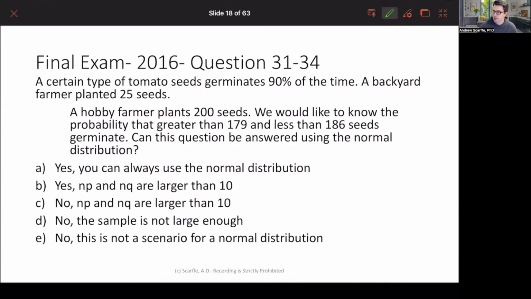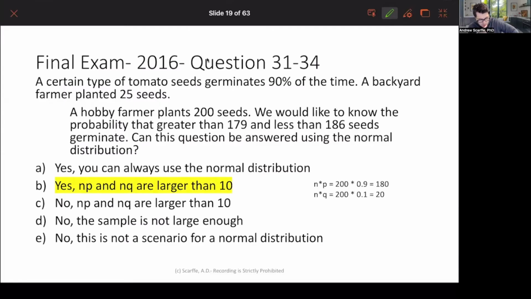Okay, here's another conceptual question for you. So I'll give you 45 seconds. Okay, here's our 45 seconds. So a hobby farmer plants 200 seeds. We would like to know the probability that greater than 179 seeds and less than 186 seeds germinate. Can this question be answered using the normal distribution?